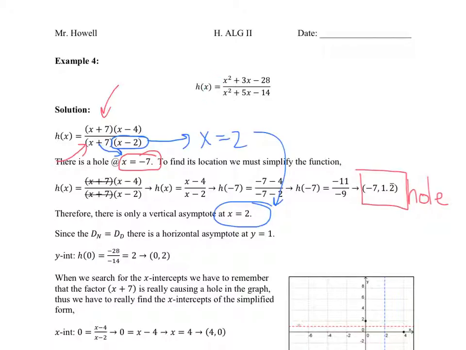Good. The ratio of the leading coefficients. What number is here? And here? So 1 over 1 is going to be y equals the leading coefficient of the numerator over the leading coefficient of the denominator.